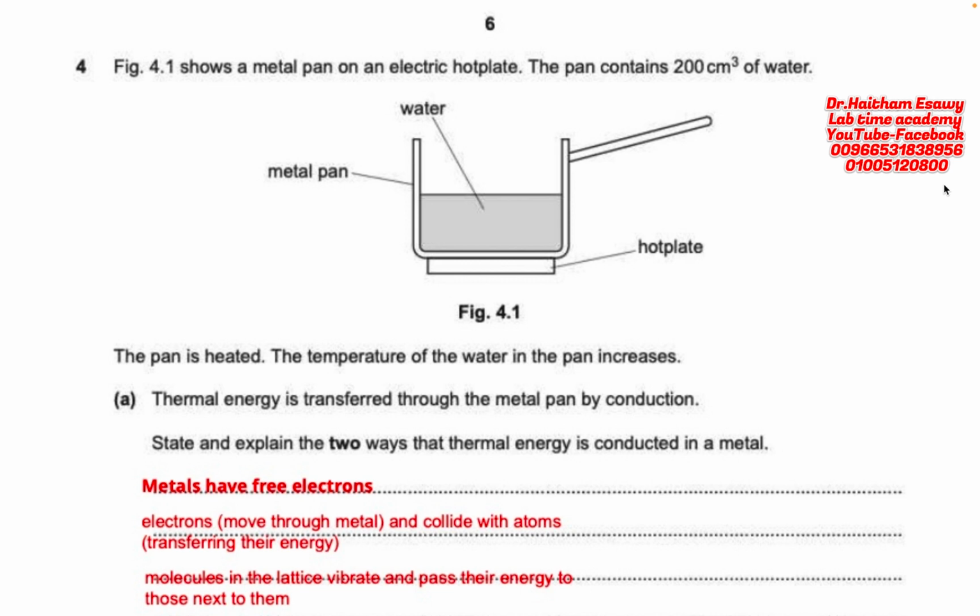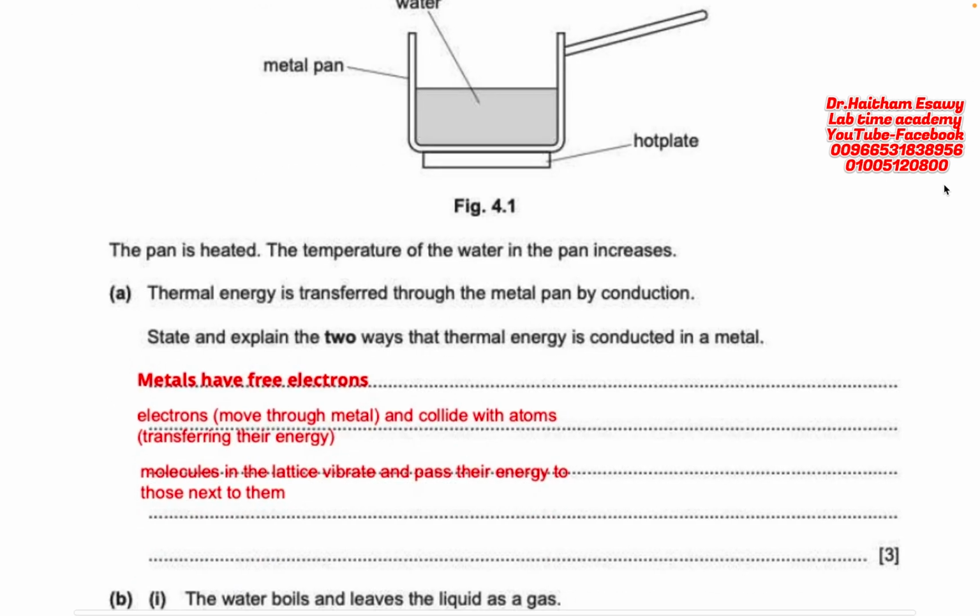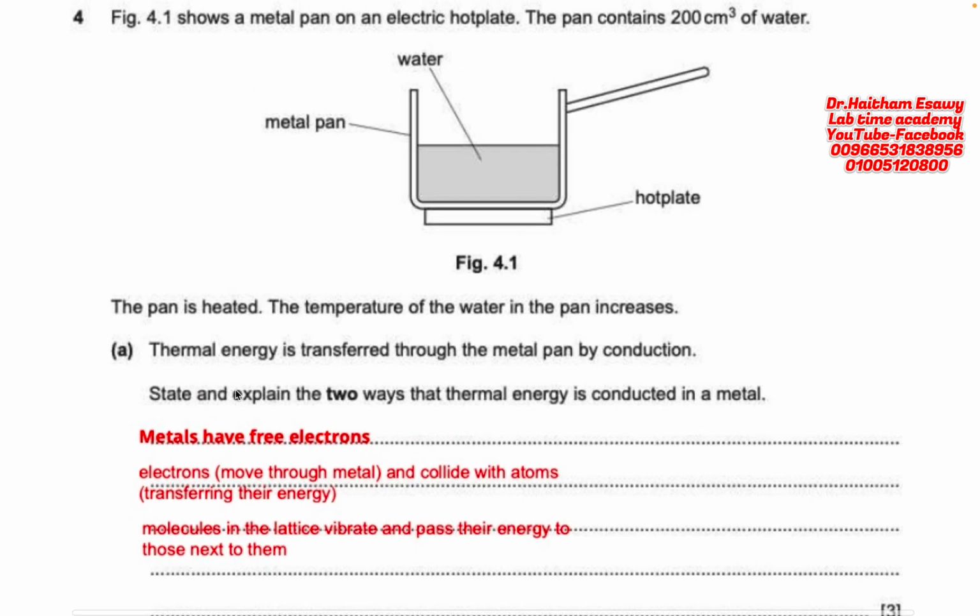Question 4. Figure 4.1 shows a metal pan on an electric hot plate. The pan contains 200 cubic centimeter of water. The pan is heated. The temperature of the water in the pan increases. A. Thermal energy is transferred through the metal pan by conduction. State and explain the two ways that thermal energy is conducted in the metal.